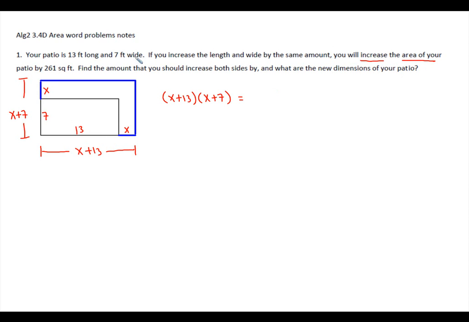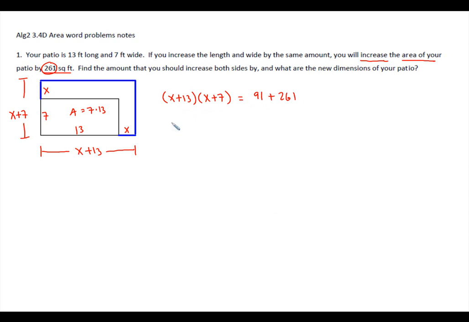Now, you have to understand, when we're reading this question, it says you will increase the area of your patio by 261. That means whatever the area was before, we're going to add 261 to it. The area before would be 7 times 13, which gives us 91. So the area before was 91. It says you will increase, which means you're going to make the area go up by 261. So we're going to add 261 to the old area.